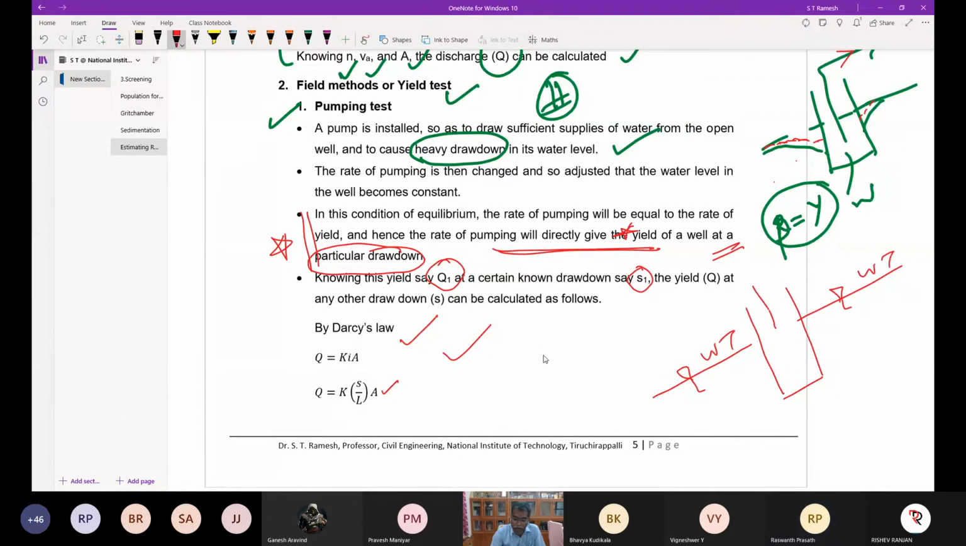Now, if I go for a pump like this, pumping, what will happen? My water level will come down like this. I call it drawdown. Because the water level changes. That's all. You simply remember it as the water level change because of your pumping.